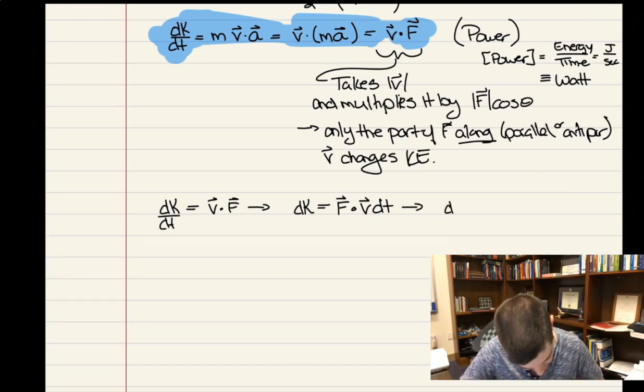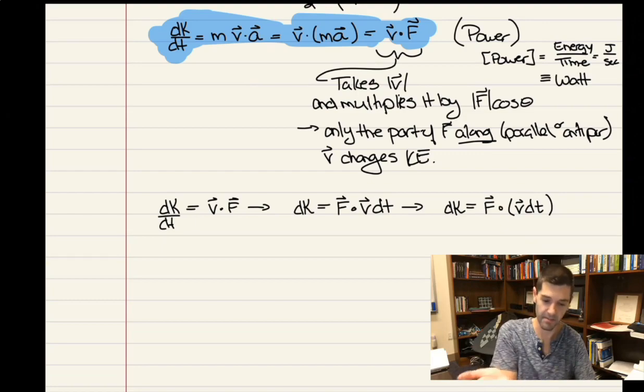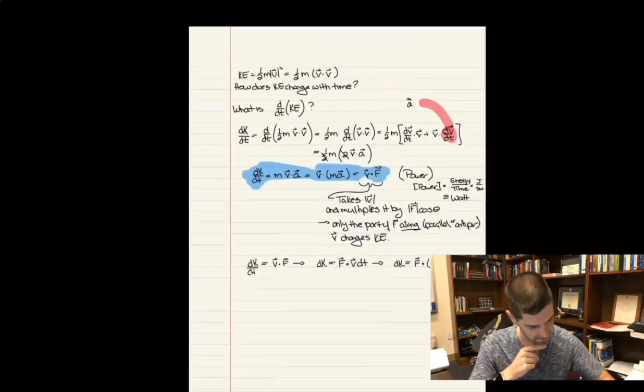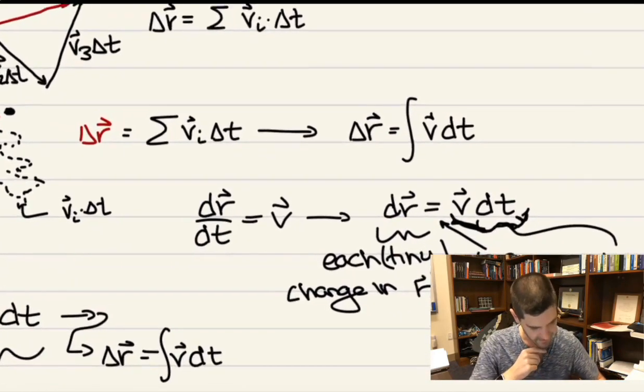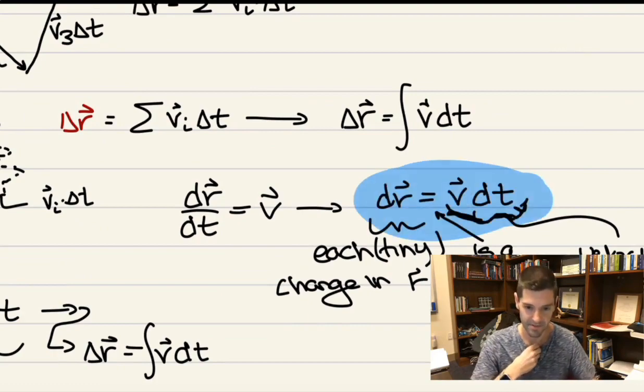This is saying the change in kinetic energy is a force dotted with v dot, or v dt. Because remember, dt is just a number. I can put it anywhere in the dot product. But v dt, man, it's as if I planned this. Did I not write down somewhere here? Right there. That v dt is just the change in displacement.